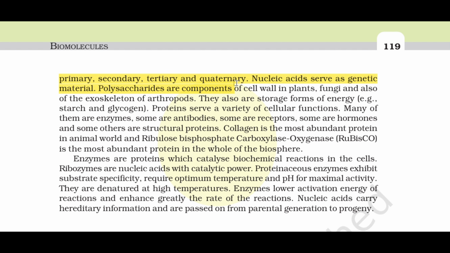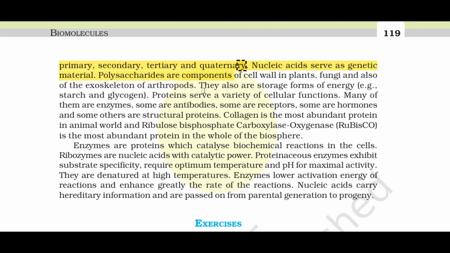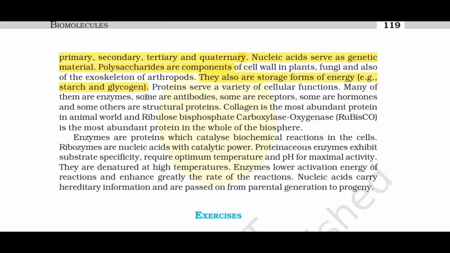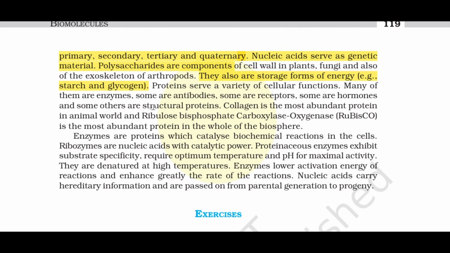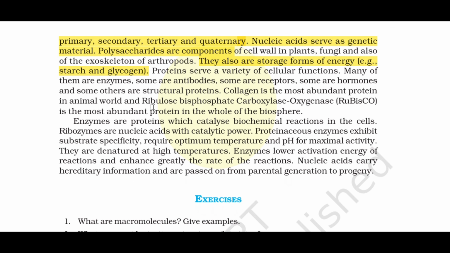Nucleic acids serve as genetic material. Polysaccharides are components of the cell wall in plants, fungi and also of the exoskeleton of arthropods. They also are storage forms of energy, for example, starch and glycogen. Proteins serve a variety of cellular functions. Many of them are enzymes, some are antibodies, some are receptors, some are hormones and some others are structural proteins. Collagen is the most abundant protein in the animal world and ribulose bisphosphate carboxylase oxygenase, Rubisco, is the most abundant protein in the whole of the biosphere.